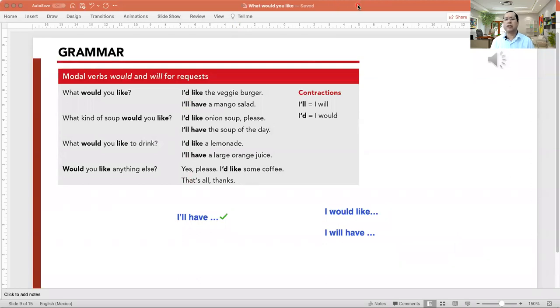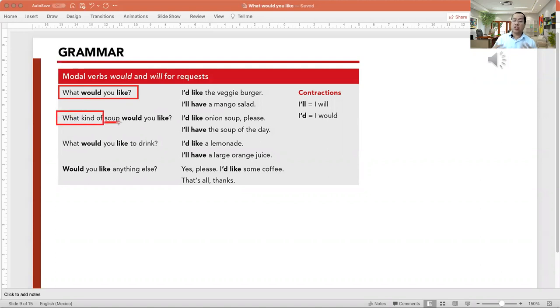Now, what kind of questions can you get asked by the customer, by the server? These are the questions. What would you like? That is the server, the person working at the restaurant. Or what kind of soup, what kind of dessert, what kind of drink? And then you can get the question, would you like, what would you like to drink? That's another way. Or what would you like to eat?